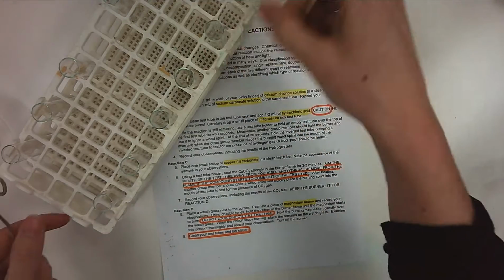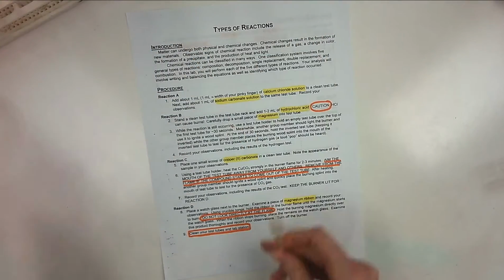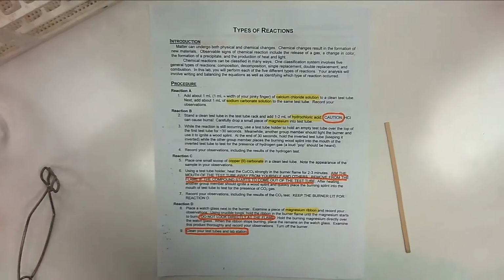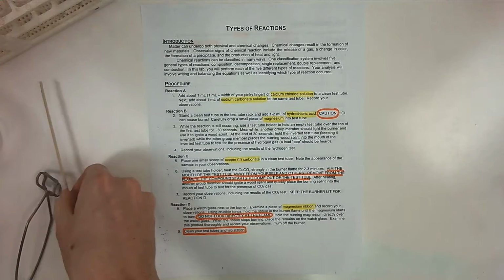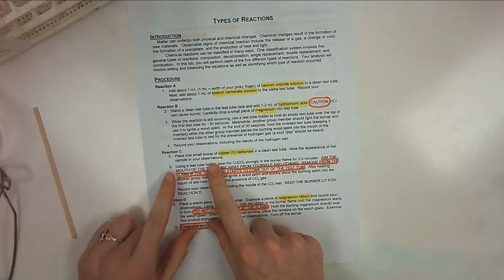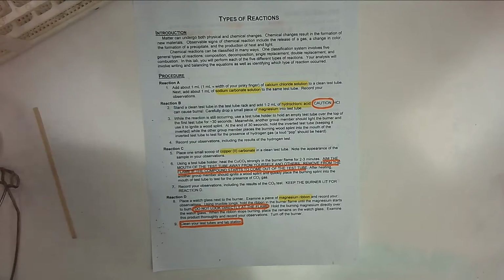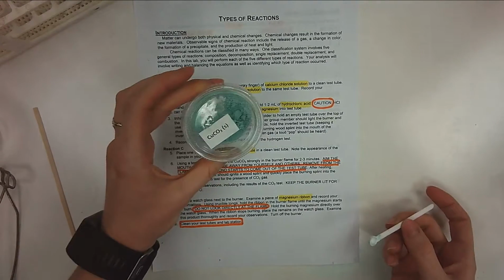All right, so that's reaction B. You may need to try that one once or twice. Aim to only do it once. All right, reaction C. You're going to place 1 small scoop of copper carbonate. So this is our copper carbonate.